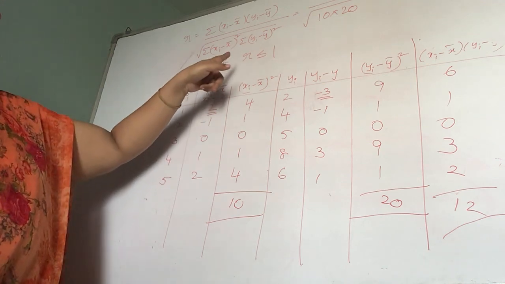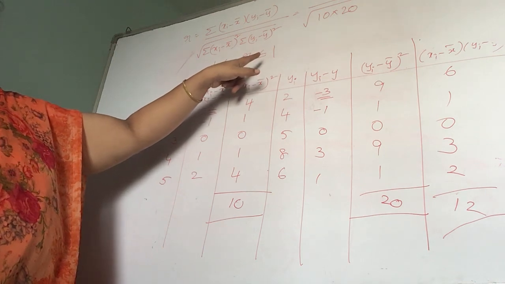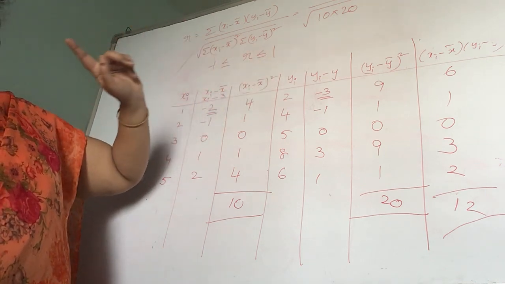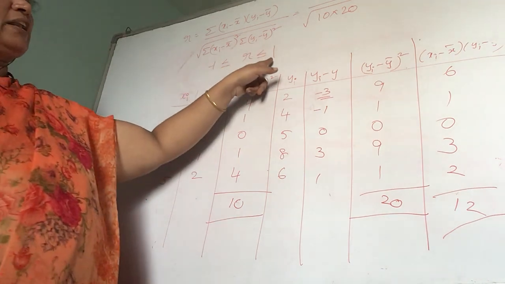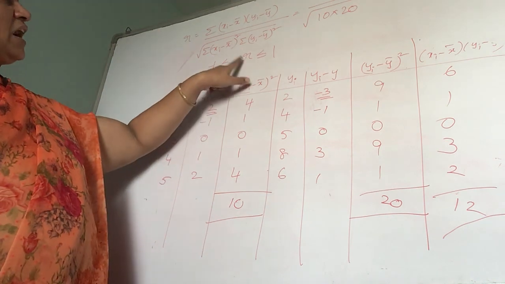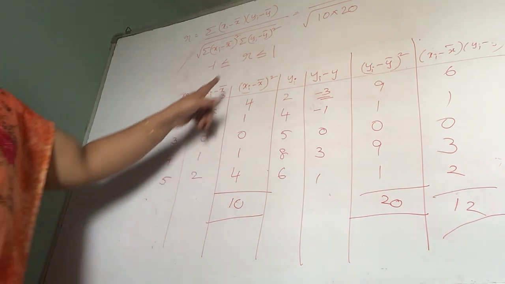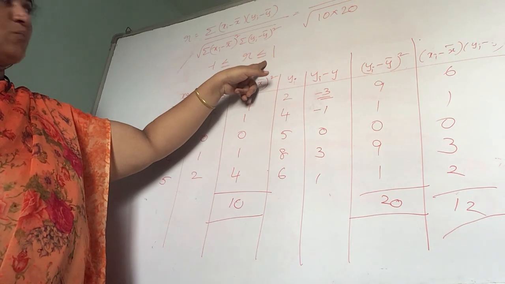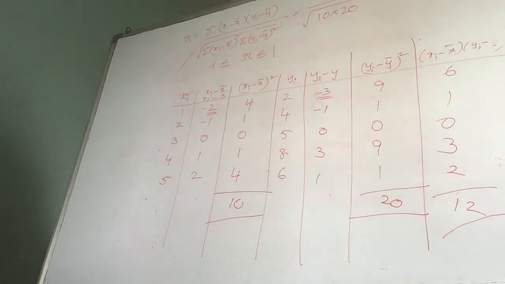Here, r value equal to 1. What do we say? If r is equal to 1, that means there is a perfect positive correlation. That means x and y are in perfect correlation, that is a positive value. So there is a perfect positive correlation between the two variables. If r is equal to -1, then we say that there is a perfect negative correlation between the variables.